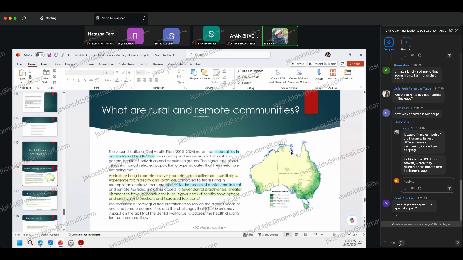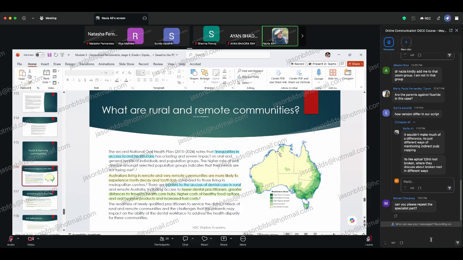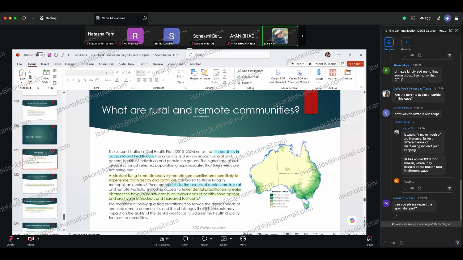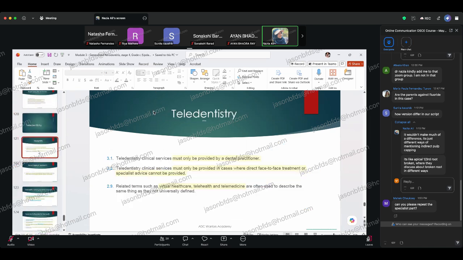So let's say the patient says, I come from here or here. What should we do? Mobile dental van. Mobile dental van, yes, that's one thing. Do they always go there? Telehealth or Royal Flying Doctor Services, Dr. Nazia? Yes, the Royal Flying Doctor Services are very, very good. So in this case, you also have to talk about teledentistry.